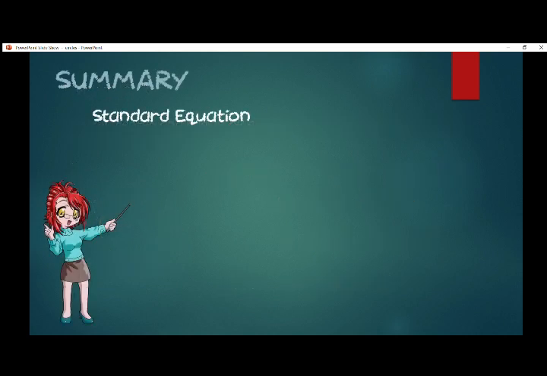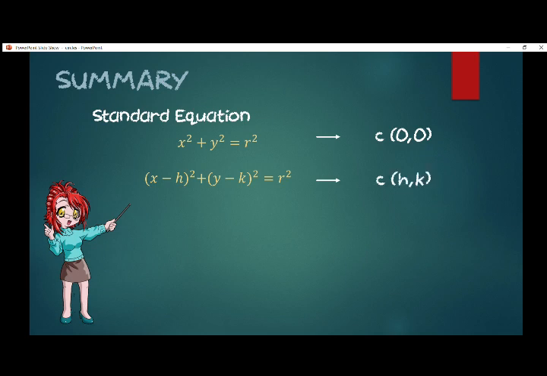So, summary. Let's recall yung mga formulas or equations na ginagamit natin to find the radius, the center, and the standard equation or standard form equation of the circle. So, sa standard equation, meron tayong x squared plus y squared is equals to r squared. And then, quantity x minus h squared plus quantity y minus k squared equals r squared. The first equation ay ginagamit kapag ang center is nasa origin. And then, kung wala naman, second equation ang ating gagamitin.